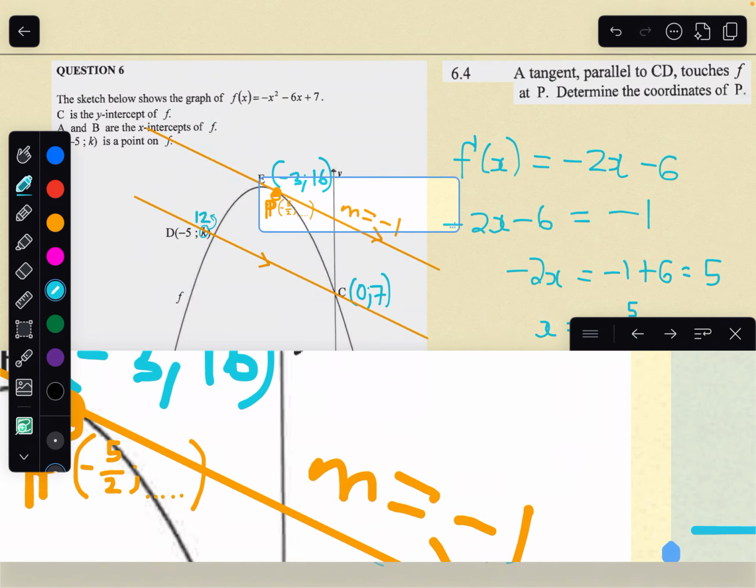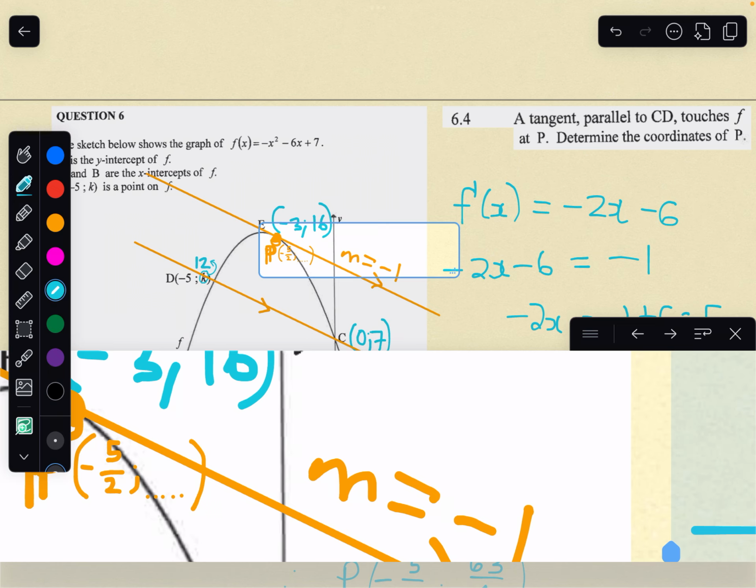So let me bring back my zoomy thing that I love so much. My goodness. It makes me feel so powerful to be able to write with such precision.